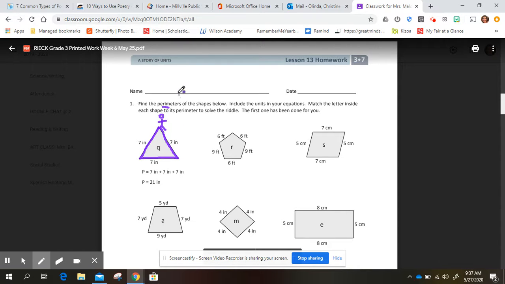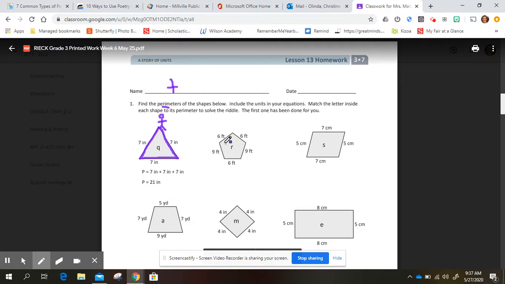So all I need to do is add. Perimeter means add. So I would add all the sides. So 7 plus 7 plus 7. So perimeter would be 21 inches. When they put P, it means perimeter. So for this one, all I need to do is add all the sides together. 6 plus 6 plus 9 plus 6 plus 9.